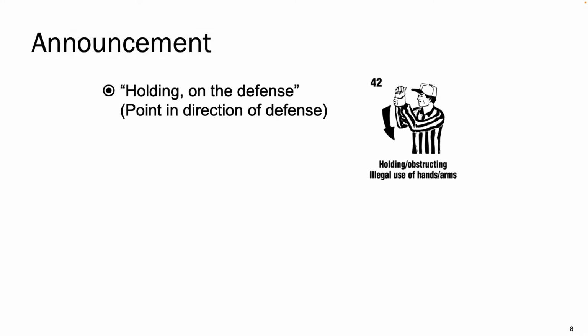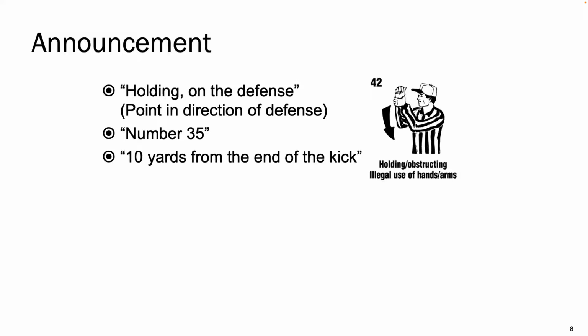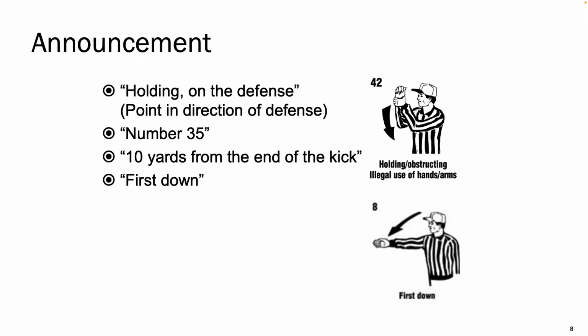How would we announce this one? Pretty simple. Holding on the defense, point in the direction of the defense. Use the number. No problem using the number of players. Coaches want it, and we sort of got over that stigma a few years ago. So no problem announcing the number. 10 yards from the end of the kick, and then first down for R. Again, practice your announcements in front of the mirror. Seems weird, but it's worth it.